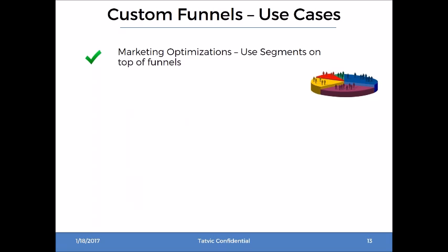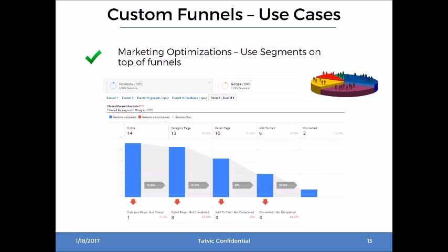You can also use segments on top of these funnels. For example, I'm using two different segments. One is Facebook CPC and second is Google CPC for the comparison of the results. Such comparisons, when you do a campaign based comparison or even device category based comparisons, are very insightful and you can get a lot of good insights like how people are converting on the desktop, how people are converting on mobile, and where the optimization is required.